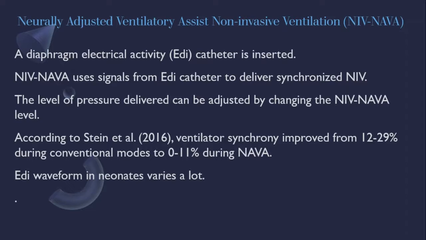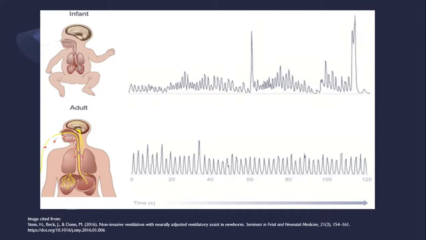The diaphragm electrical activity, or EDI, waveform in neonates varies a lot when compared to adults. And that's why NAVA is used a lot in the neonatal world, more so than the adult world. And this is just a visual image here showing you how much the EDI waveform varies in an infant versus an adult. With adults, it's pretty consistent.